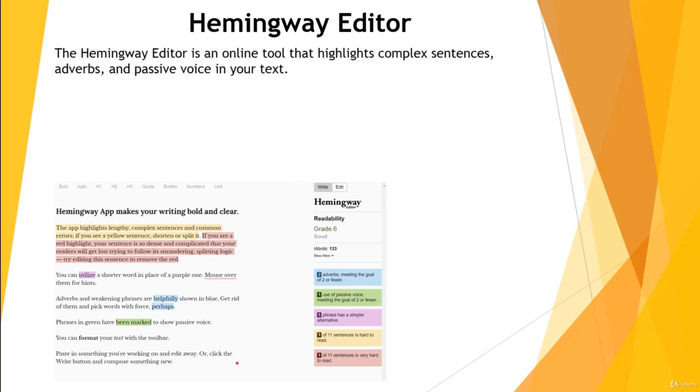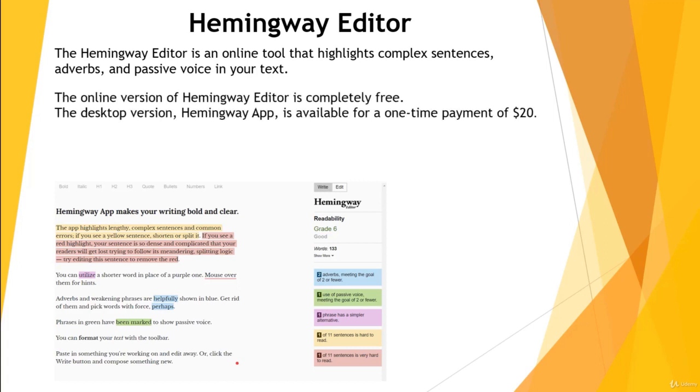The Hemingway Editor is an online tool that highlights complex sentences, adverbs, and passive voice in your text. It also marks compound words and suggests replacements for them. The online version of Hemingway Editor is completely free. The desktop version, Hemingway app, is available for a one-time payment of $20. The online version has all the features the paid version has. But if you wish to donate to the developers, you can do that by buying their desktop app.